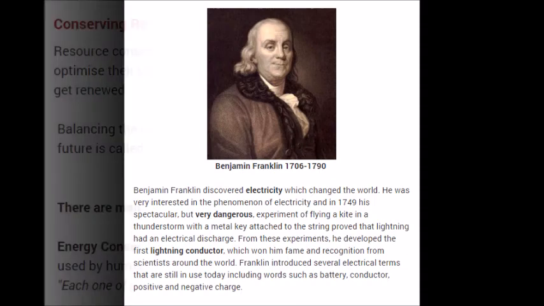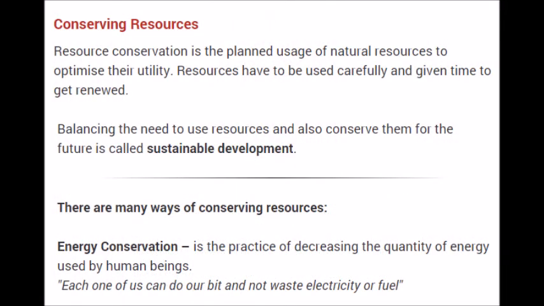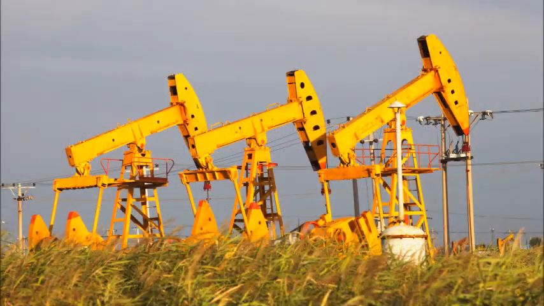Now let us see about conserving resources. Resource conservation is the planned usage of natural resources to optimize their utility. Resources have to be used carefully and given time to get renewed. Balancing the need to use resources and also conserve them for the future is called sustainable development.